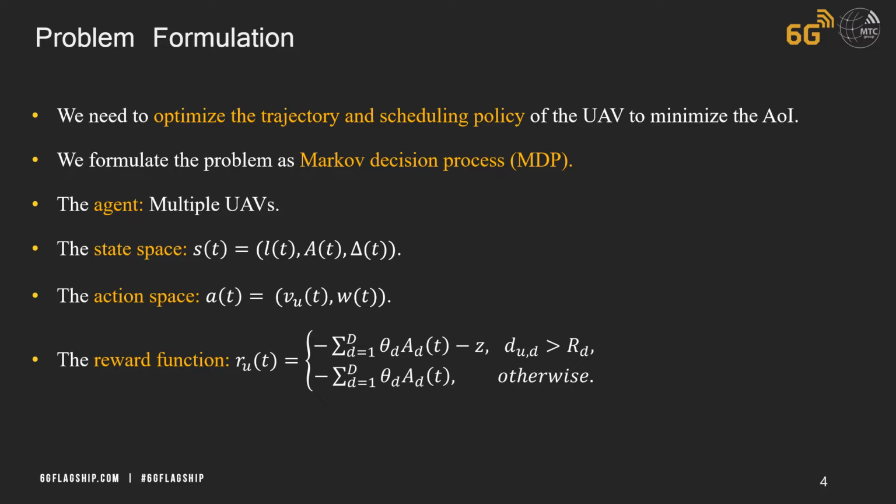We formulate this problem as a Markov decision process, where our agents are the multiple UAVs. The state space consists of the location of the UAV, the age of information, and the battery of the UAV. The action space is which direction the UAV should move and which device the UAV should choose. Finally, the reward function is formulated in terms of the weighted age of information of the devices, and if a device is chosen which is outside the coverage radius of the UAV, deduction points are added to the overall reward to speed up the learning.